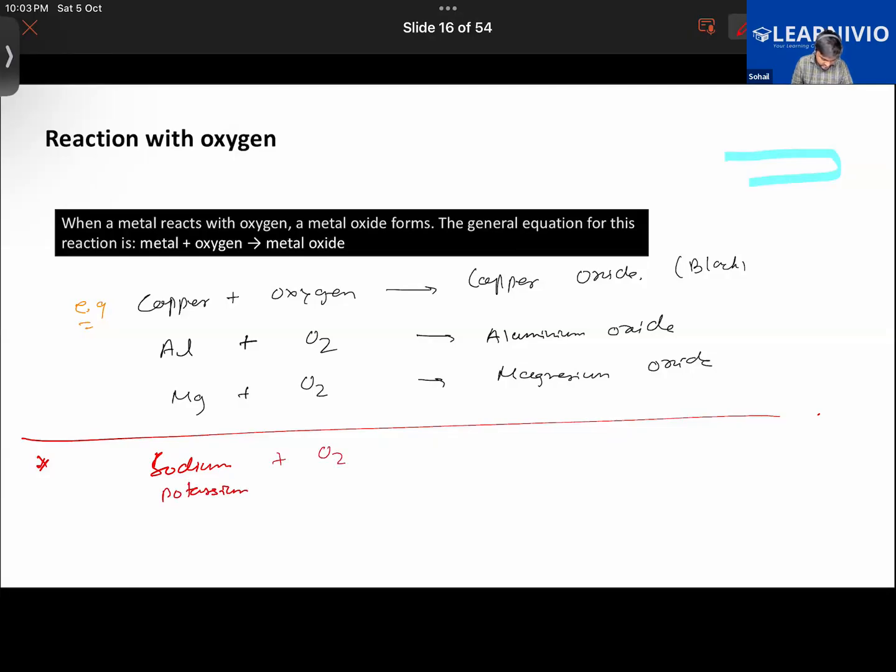So they will be reacting with oxygen, and in the process of doing so, lots of heat is released. Getting the point or not? What I'm trying to say here: yes, sir. They react so vigorously that they are going to catch fire. Both of these will be catching fire.